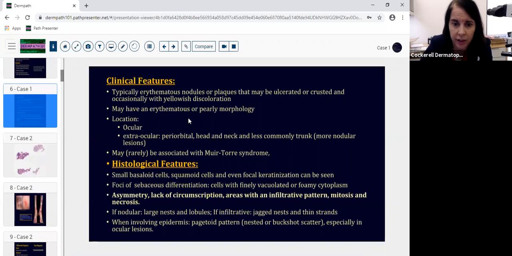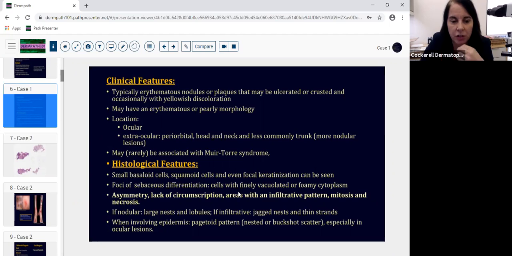Typically, the nodules are erythematous. There's plaques. They may be ulcerated or crusted, as we mentioned before. They may have an erythematous or pearly morphology. The ocular location is very typical for these, but you can see it in an extraocular location, typically in the head and neck.